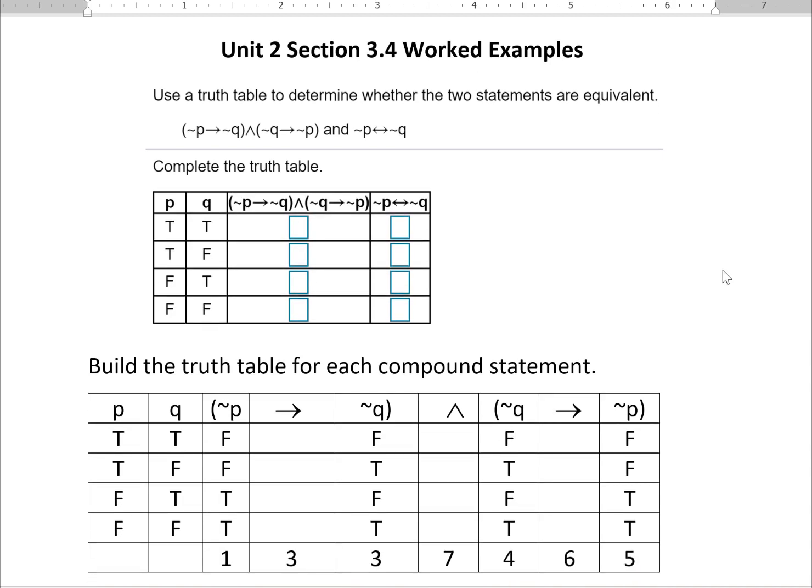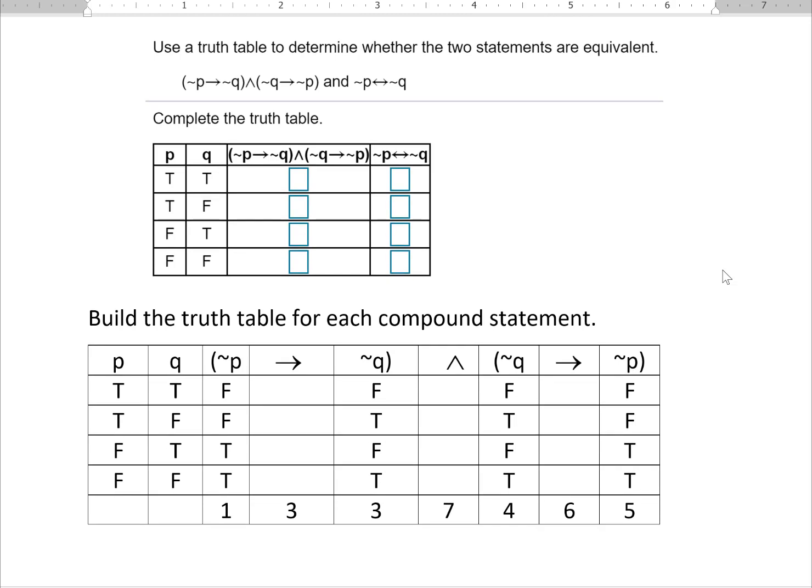I went ahead and built a truth table for each compound statement. So the first one is shown here. And we're going to start with column 1, which is the not P's, and compare that to column 2, and they're not Q's. And we notice that it's a conditional, and we're looking for a true to a false, which is going to give us a false, which is case 3, and everything else is true.